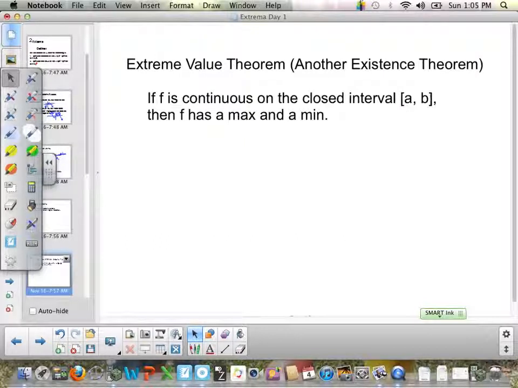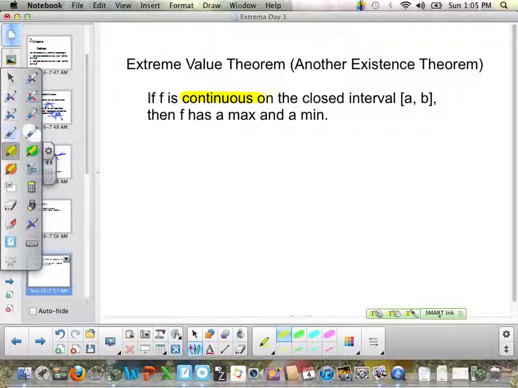All right, and that brings us to the extreme value theorem, which is another existence theorem, the other existence theorem being the intermediate value theorem. Intermediate value theorem finds a value around a point. Extreme value theorem finds that there is a maximum point. And the condition to use the extreme value theorem is our function is continuous on a closed interval. If that is true, it is guaranteed that there is a max and a min. All right?